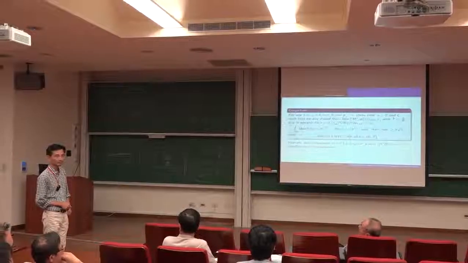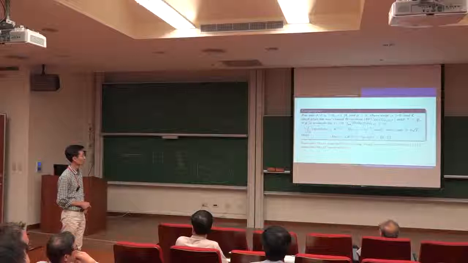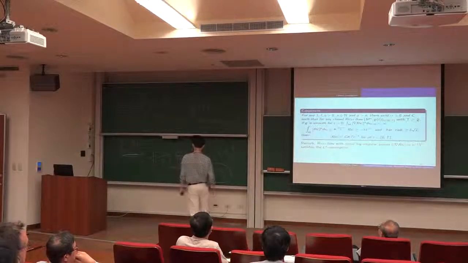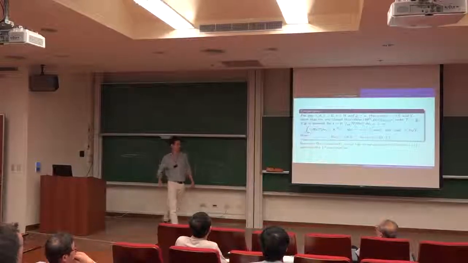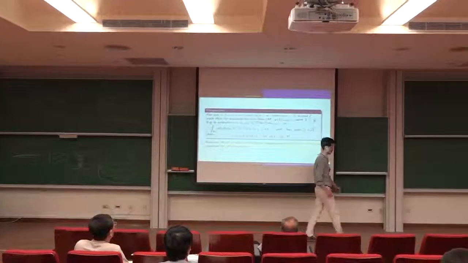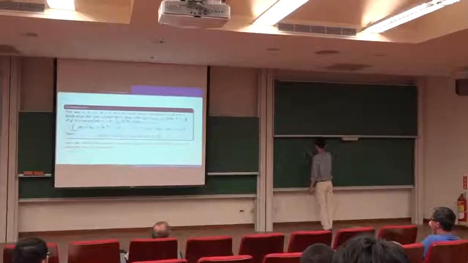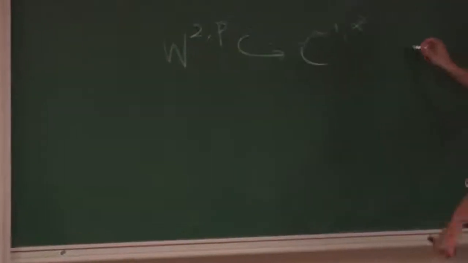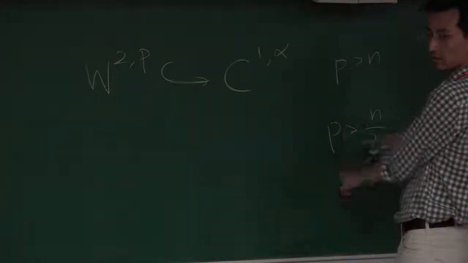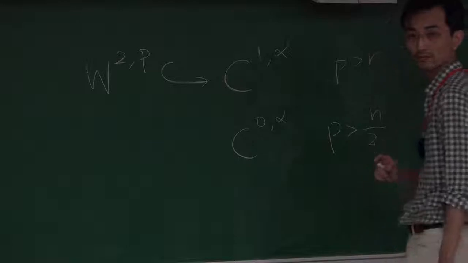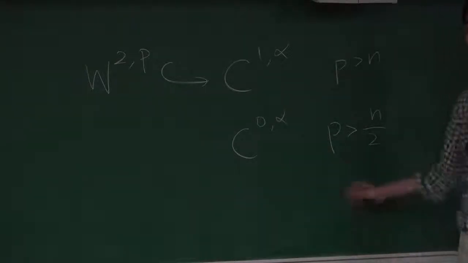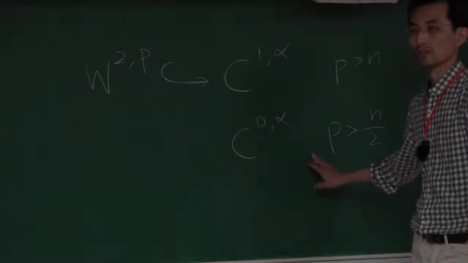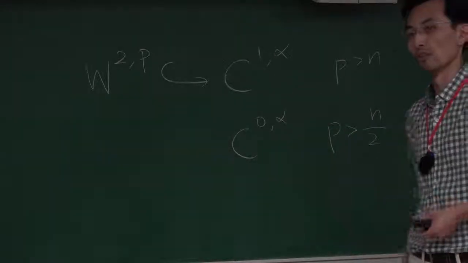Why do you need p greater than n, not n over 2? Yeah, that is because you have the Sobolev embedding theorem, which tells you that if you want to embed this into C^{1,alpha}, this is true only for p larger than n. If p is smaller than n, say between n over 2 and n, then you can only get something like this. So you lose some regularity of the metric. So you cannot prove the harmonic radius lower bound.